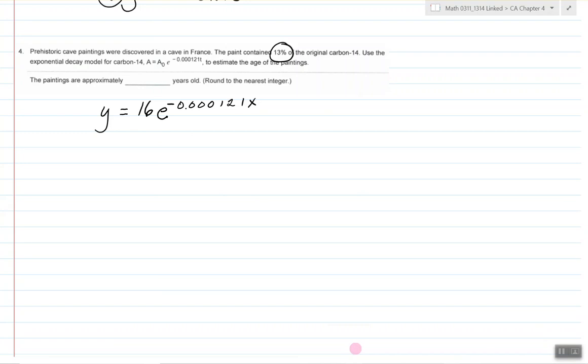All right, I had a little technical trouble. I'm not sure if this recording is going to come out very well, but we do have our function with x related to the time, or the age of whatever the painting is or whatever the artifact. And we put 16 in the place of a sub 0, which is the original amount that I got from problem number 3.